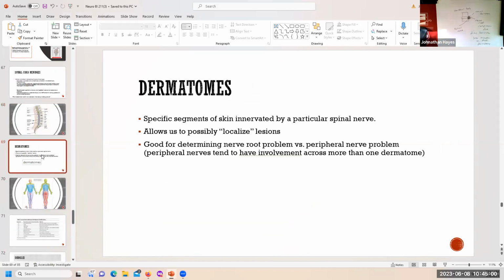Dermatomes we already talked about. Dermatomes are areas of skin that are innervated or controlled by very specific spinal nerves. Sometimes we'll say the word nerve root, because if the nerve root itself gets affected, then we will have a change in the sensation of the dermatomes.